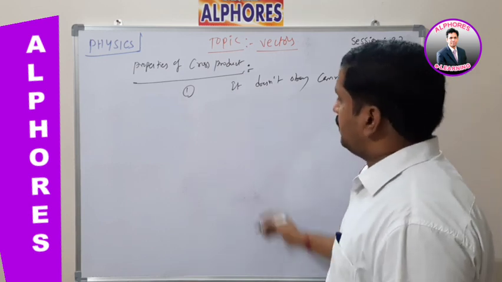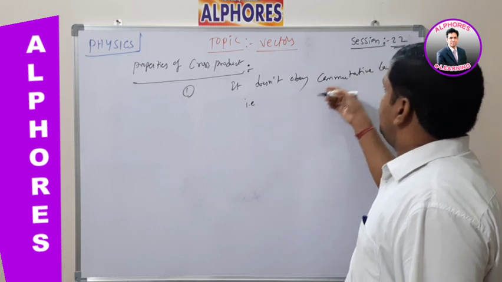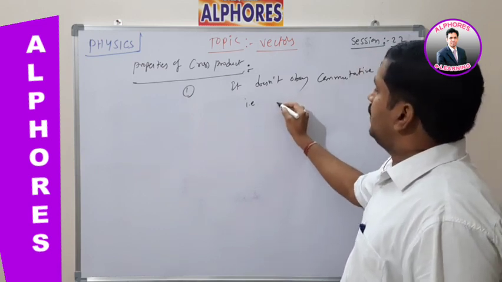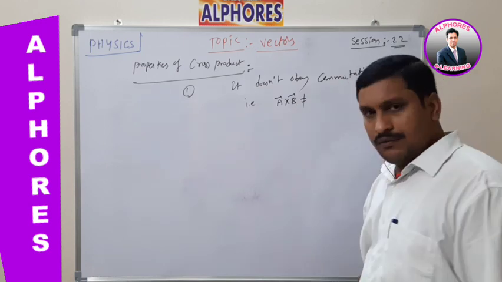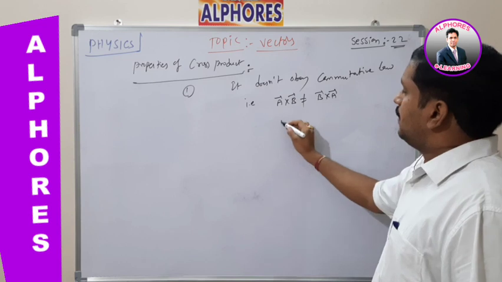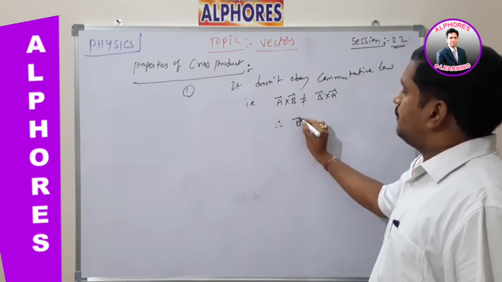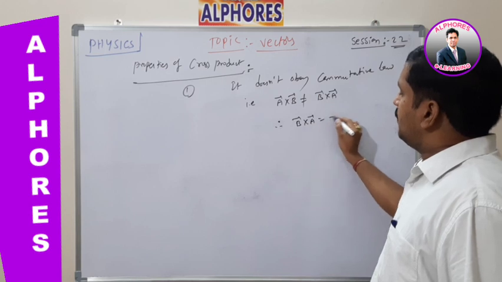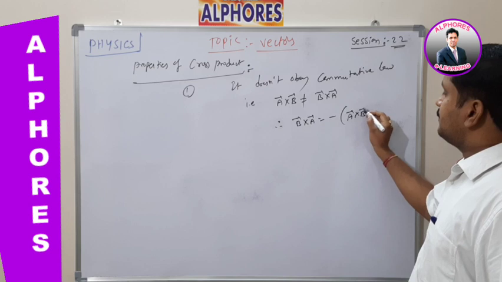It doesn't obey the commutative law. What is the commutative law as per the last session's syllabus? A bar plus B bar is not equal to B bar plus A bar. Otherwise, it can be written as B bar plus A bar, which is equal to minus of A bar plus B bar.